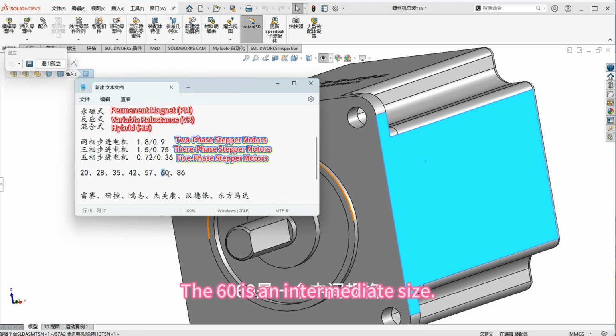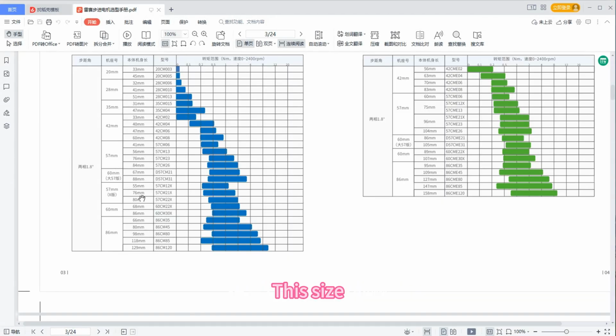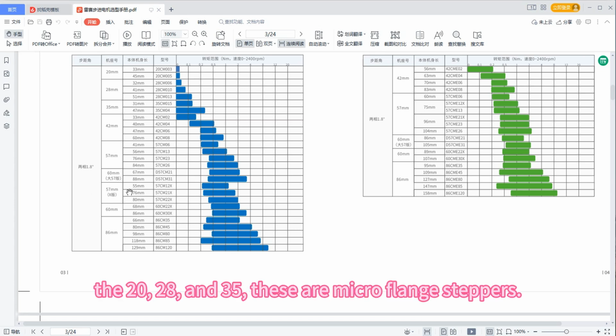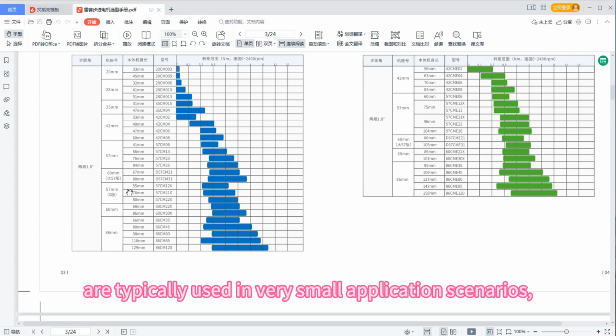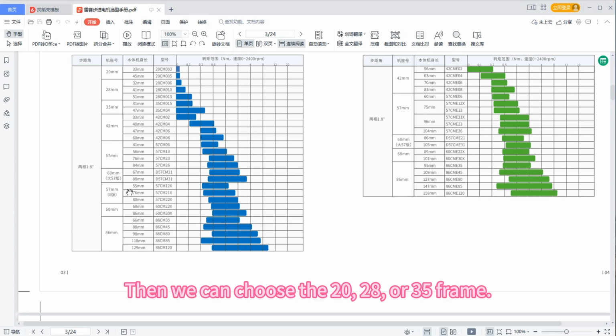The 60 is an intermediate size. If a 57 is a bit too small and an 86 is too large, we can use the intermediate 60 size. This size is available from lithium. It's called the large 57 version. As for the 20, 28, and 35, these are micro flange steppers. These motors are typically used in very small application scenarios, for example, with very small loads, and where the installation space is very limited. Then we can choose the 20, 28, or 35 frame.